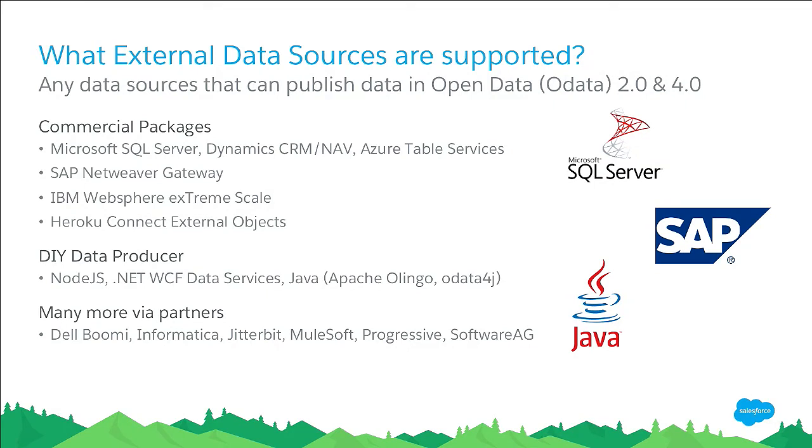So what kind of data sources are supported using OData 2 and 4? There's a load of stuff: SQL Server, Dynamics, Azure, and as I said, SAP as well, if you're pulling invoices in. But there's also loads of partners that are using it now.